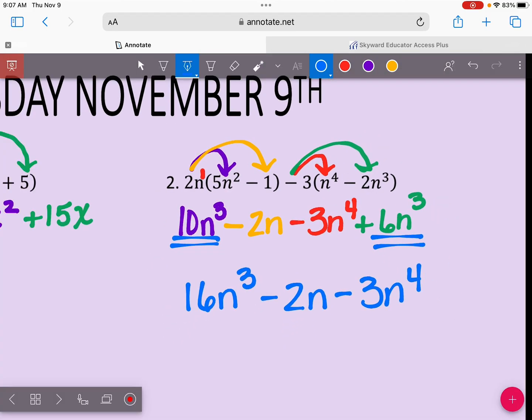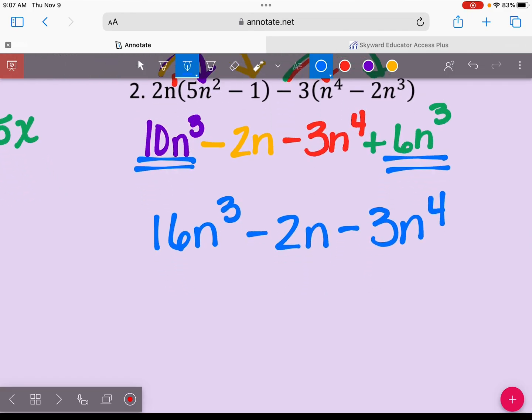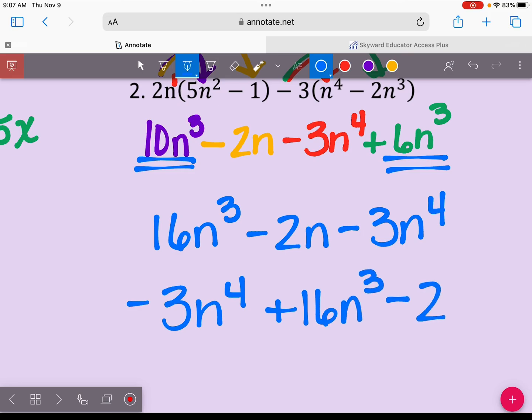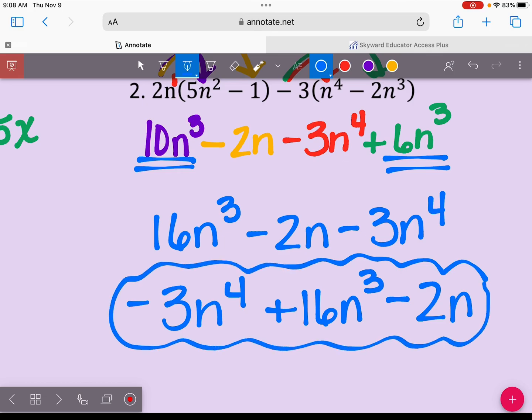Now, if it said write your answer in standard form, I would have to start with the highest exponent. So the best answer would be negative 3n to the fourth, then my positive 16n cubed, and then my negative 2n. This is the best answer. This is standard form.